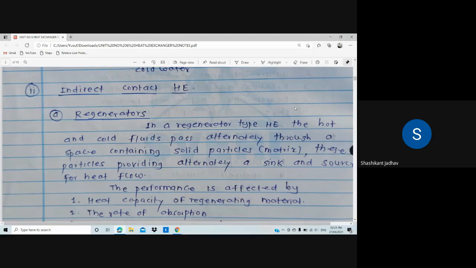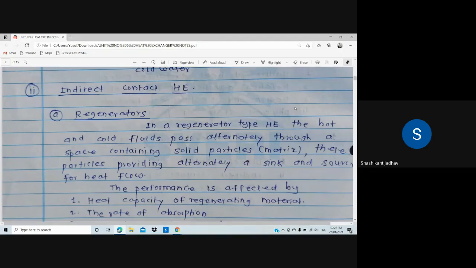First the hot fluid is passed, so the temperature of the matrix will be raised, and after that we have to pass the cold fluid through that solid matrix. So because of that, the cold fluid absorbs the heat from the matrix, and because of that the temperature of the cold fluid will increase. So in that way heat transfer takes place. That is nothing but a regenerator.